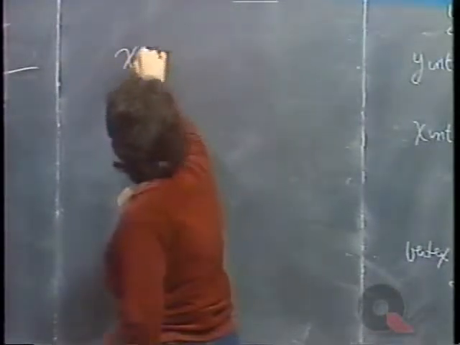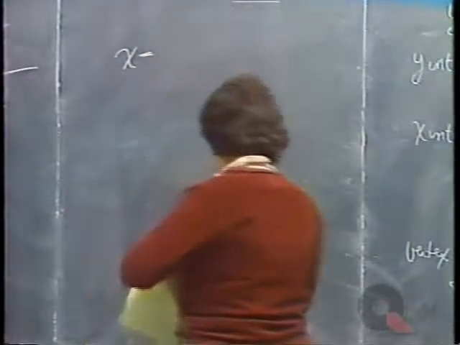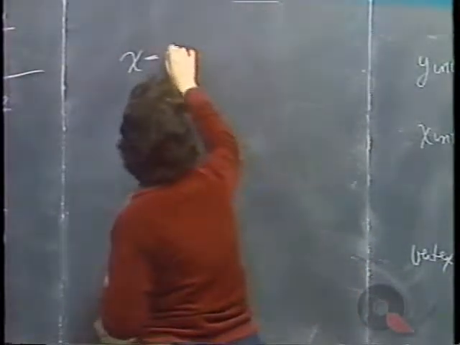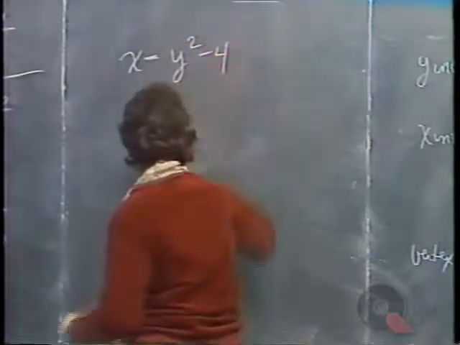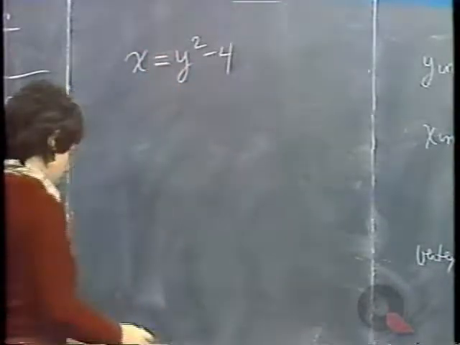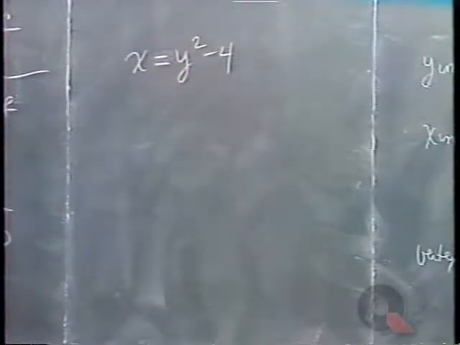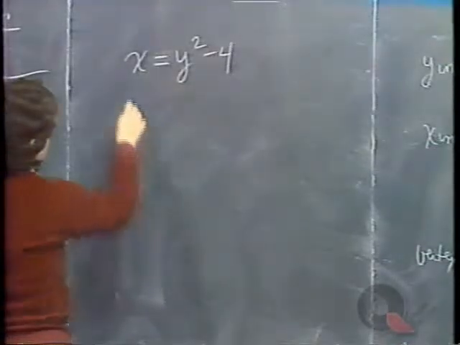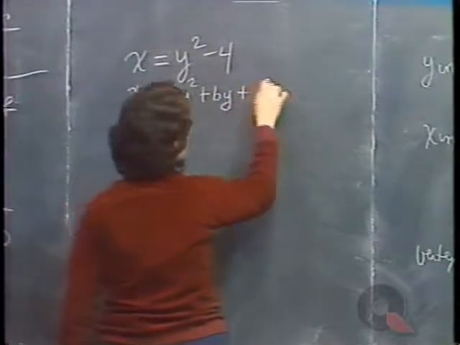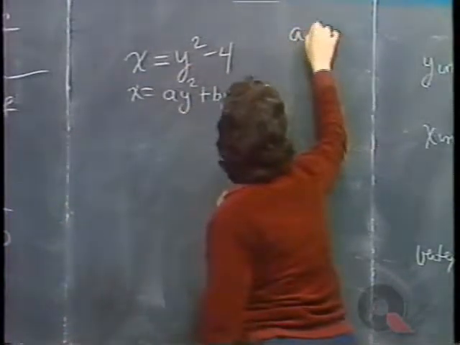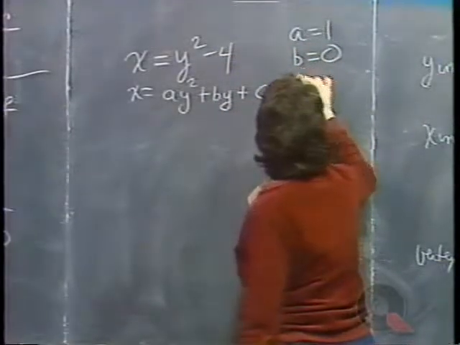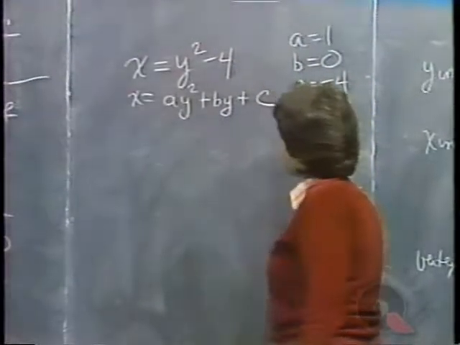Let's say we have x equals y squared minus 4. We recognize it as being of the form x equals ay squared plus by plus c. In this case, a equals 1, b equals 0, since we don't have any y terms, and c is equal to minus 4.